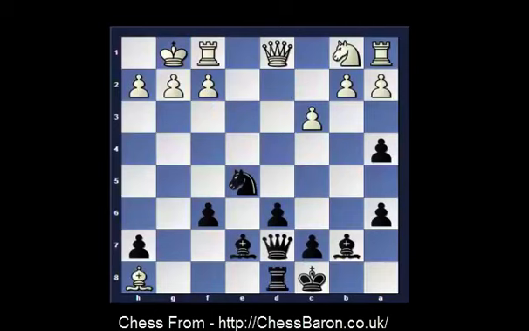Now, what would you like to do in this position if you're black? Just take a moment here and think. What would you like to do if you have that situation? Would you just want to take the bishop or not? What do you think?